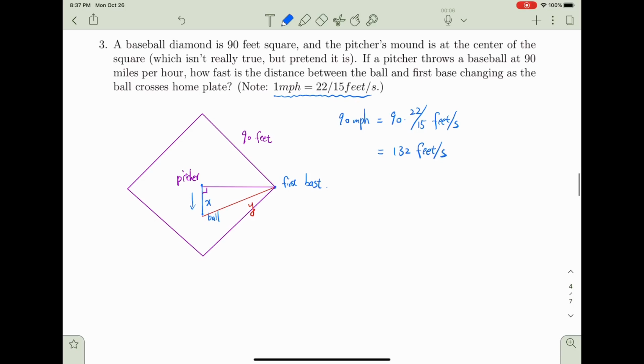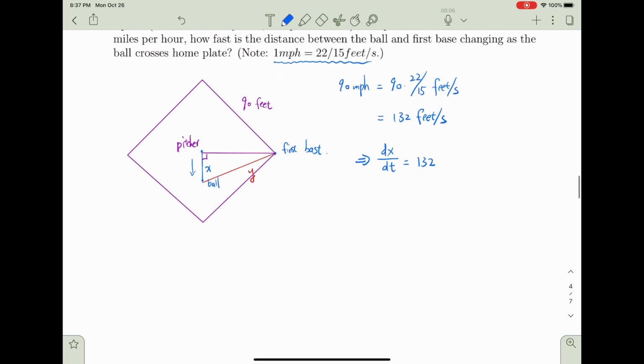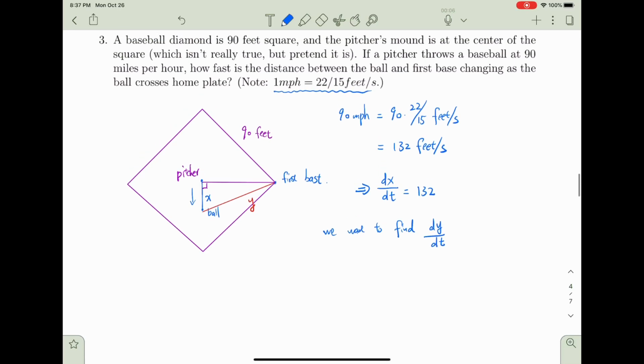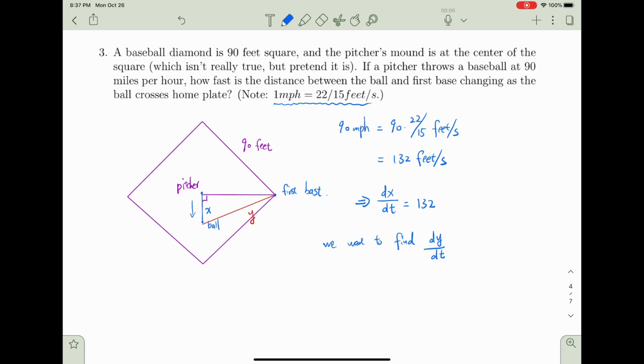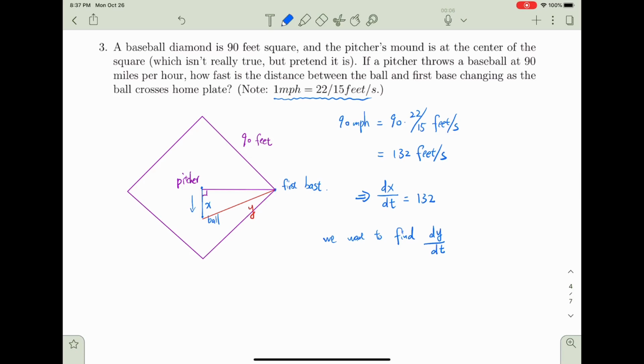So what we know here is the rate of change of x, which is dx/dt, equal to 132. And we want to find dy/dt. How do we do that? Let's find the relation between x and y.